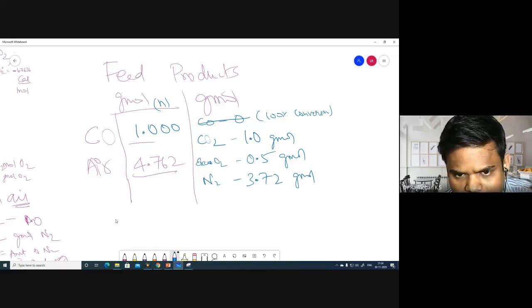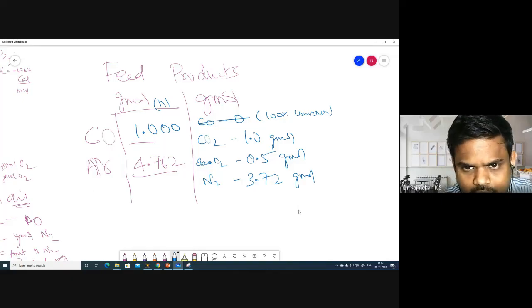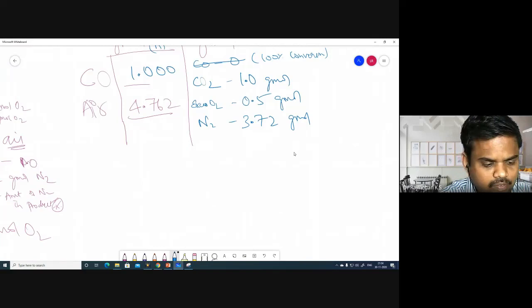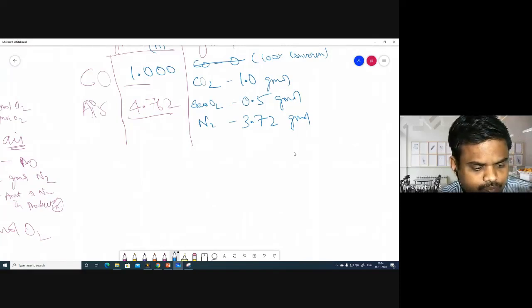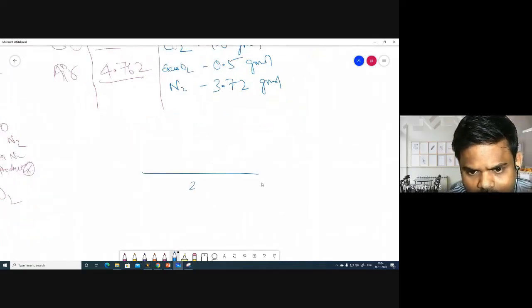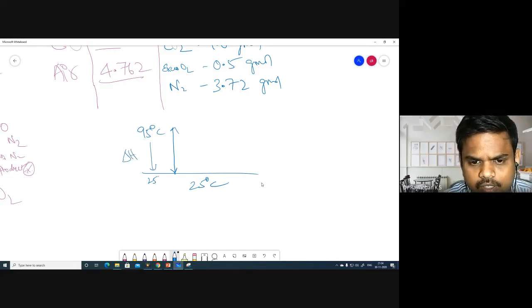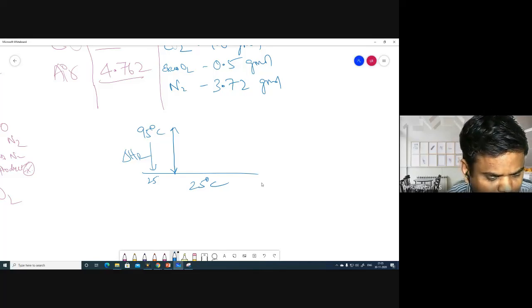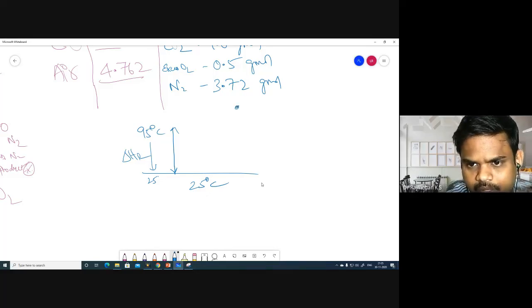That way we have the composition of the feed as well as the composition of the products, and data are given in terms of Cp value. So you recall that diagram. The reference is 25 degrees Celsius, and the feed is entering at 95 degrees Celsius. So we have to reduce the temperature from 95 to 25. Delta H of the reactant can be calculated that way. Similarly for the products, what is the product temperature? We have to determine that, it is our adiabatic flame temperature.